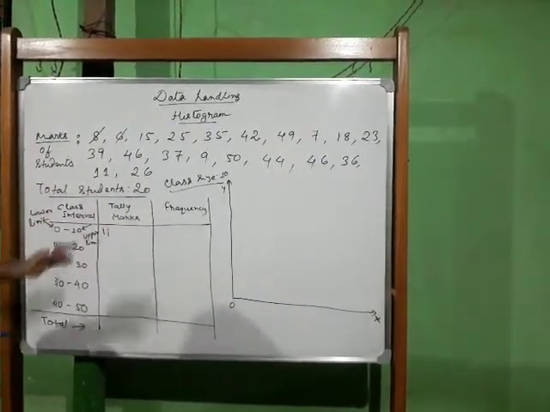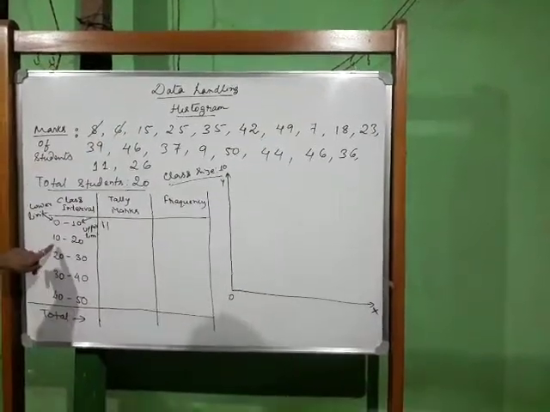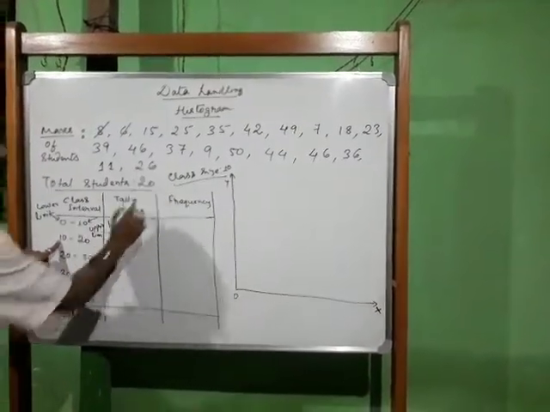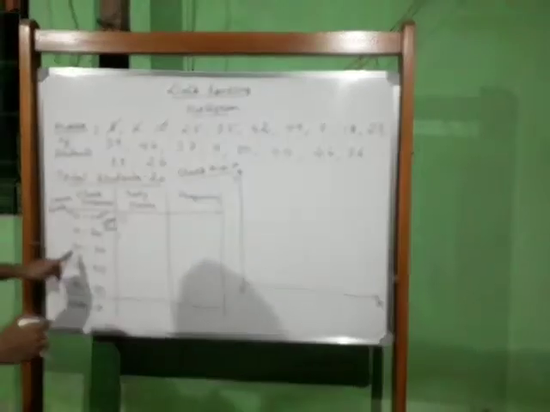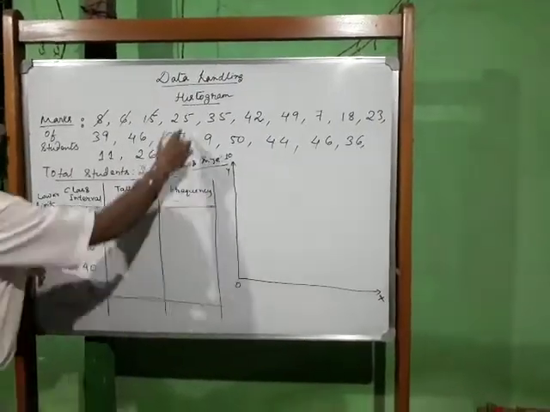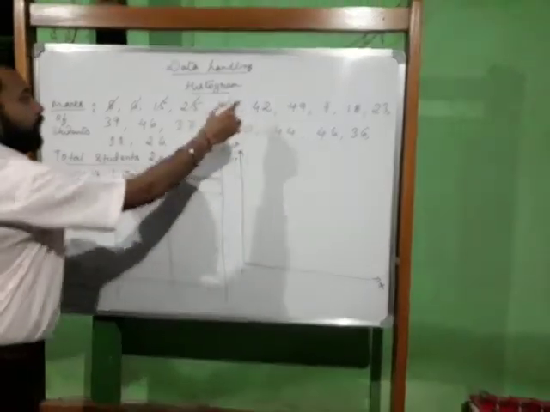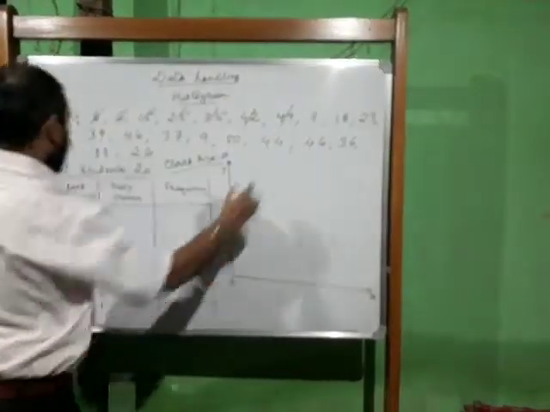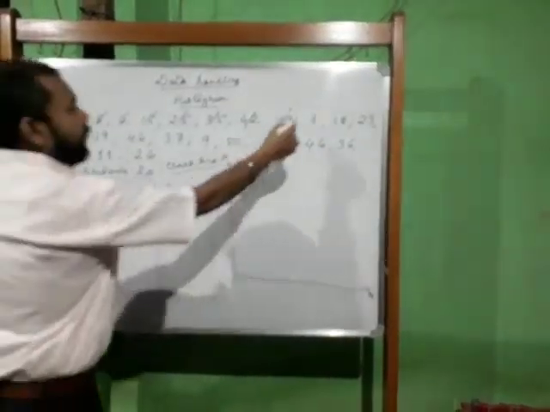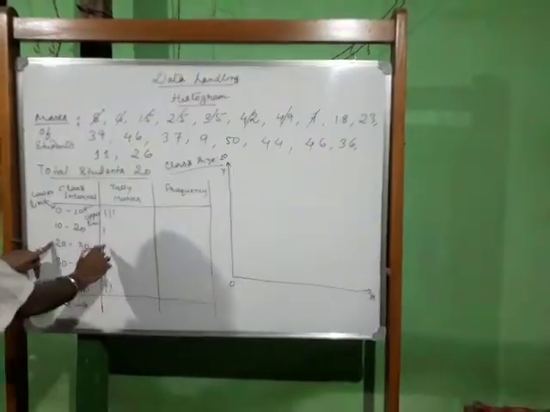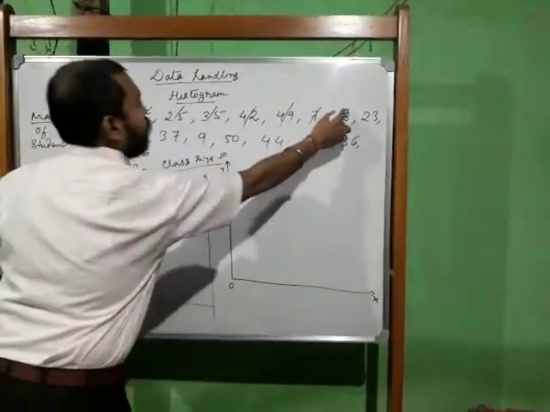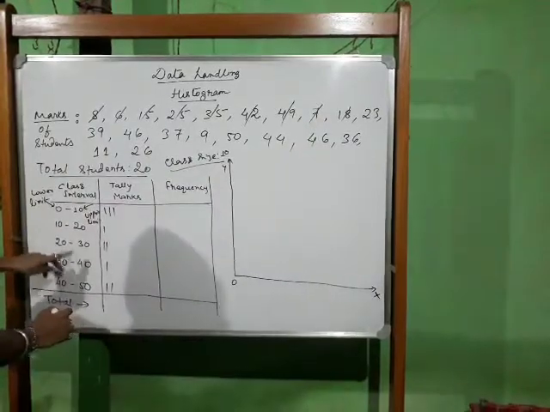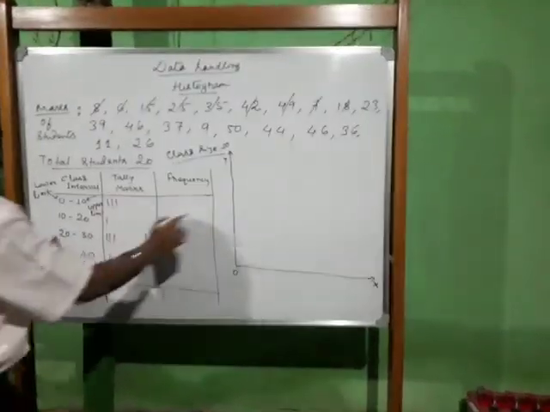So 1, 2 are done. Then 15, where will 15 come? 15 will come to this interval, so strike it. 25 will come here, strike it. 35 will be coming here, strike it. 42 will be here, strike it. Then 49 will be here, strike it. 7 will be here. Then 18 will be here. 23 will be here.